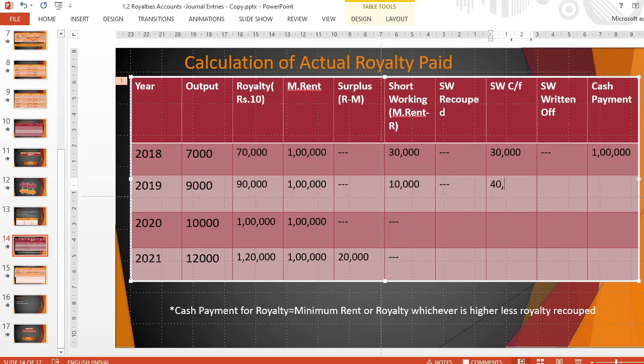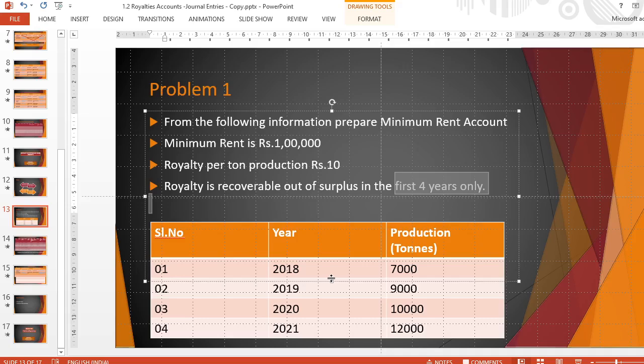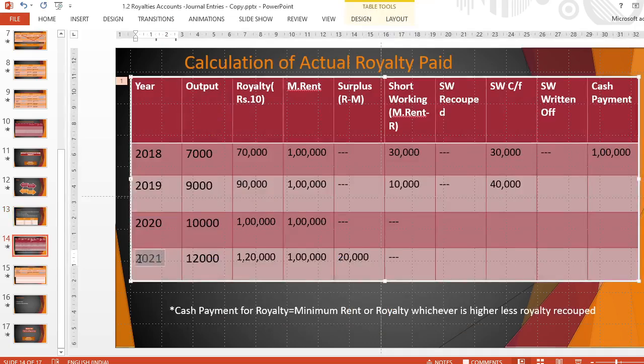The entire 40,000 rupees is carried forward to next year. So while carry forwarding the balance to next year, you should consider the condition. Royalty is recoverable out of surplus in the first 4 years only. That indicates we can recover the short working till 2021. First 4 years of agreement.